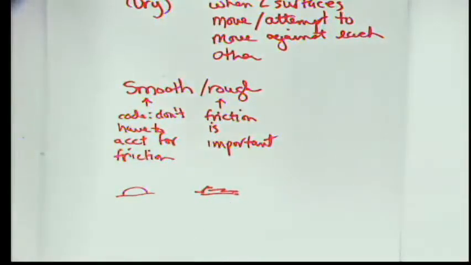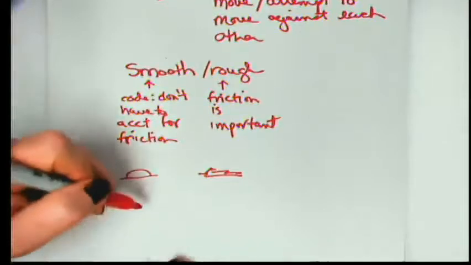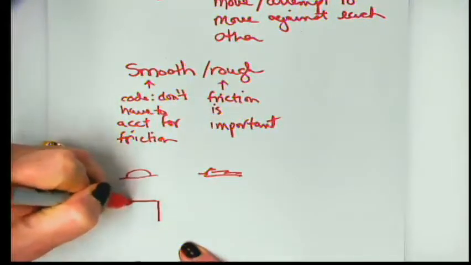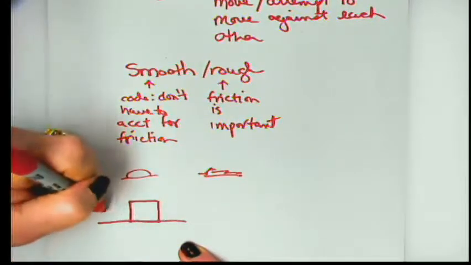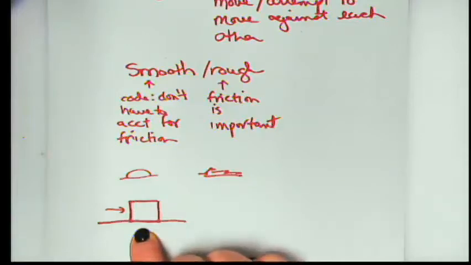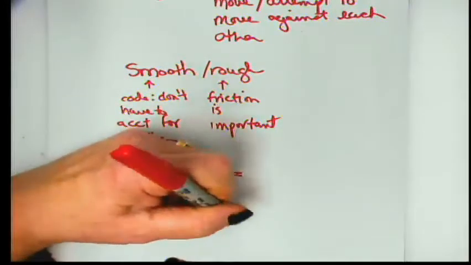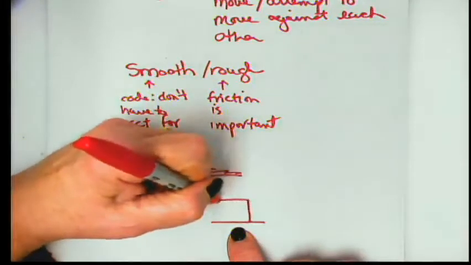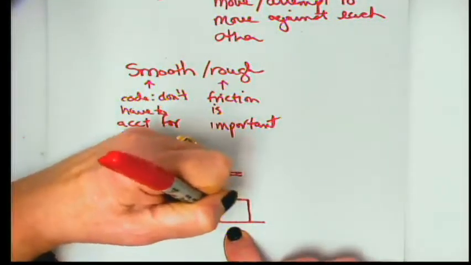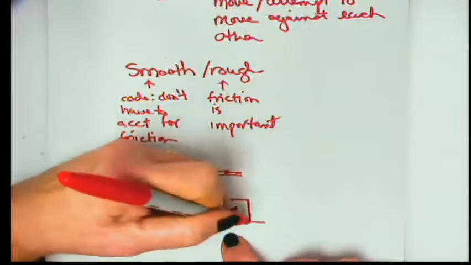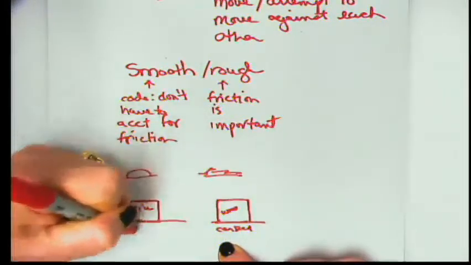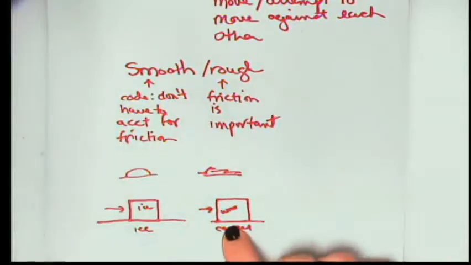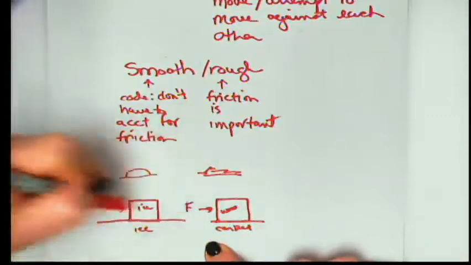Now, we're not going to do any analysis of eggs, obviously, but we could talk about a block, for example, of ice sitting on top of a surface of ice. And if we push that, it's relatively easy to move. However, if we have a block of the same size and it's made out of wood, and the surface that it's sitting on is carpet, when we push on it, even though it's the same weight, we're going to have to push on it harder or with more force in order to get it to move.